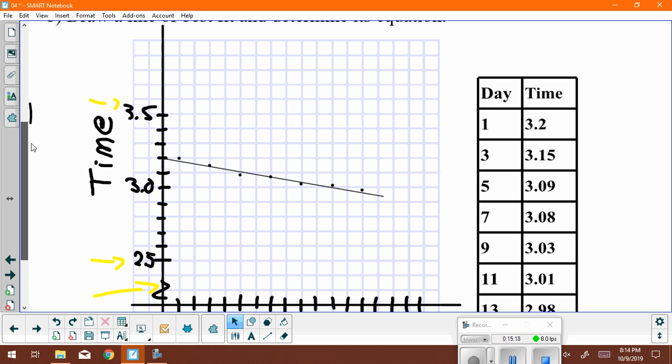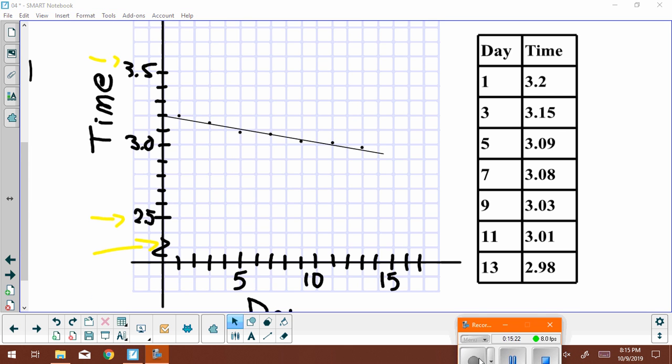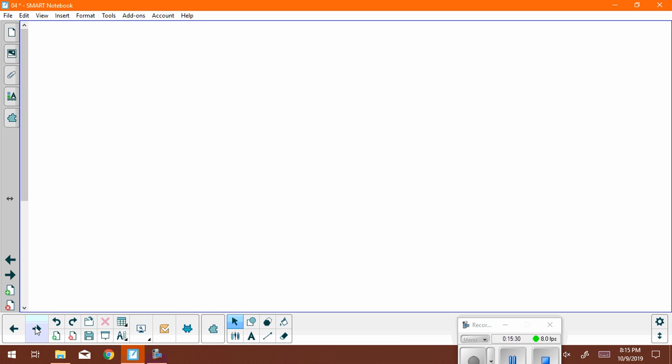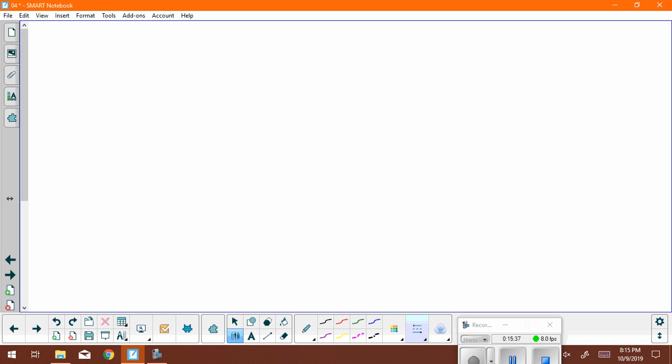Now we want to create the equation of the line of best fit. Let's just quickly review what we're going to need. The equation of the line, the one you've learned over and over again, is y equals mx plus b. The two key things we need here are the slope and the y-intercept.